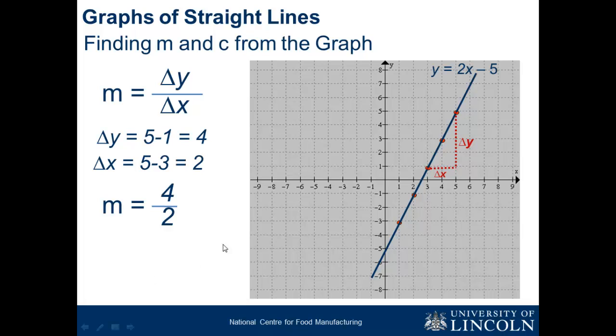Okay, so that's our gradient, and our c, as we could see, is the intercept on the y-axis, which equals minus 5. Okay, so it is as simple as that. So you can go over this video again, and I think you understand. You agree with me. You understand this.